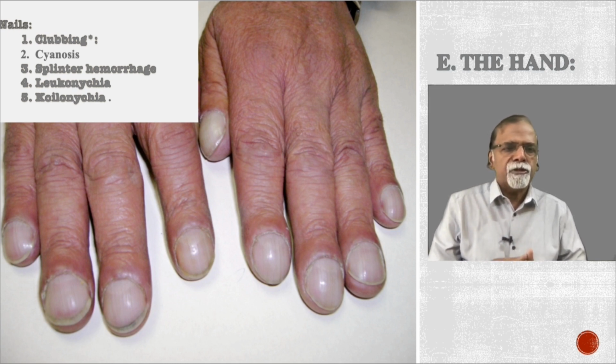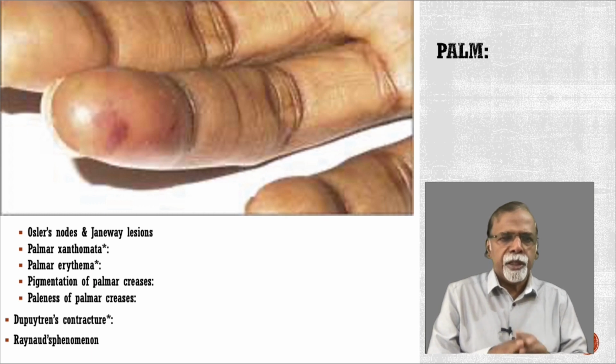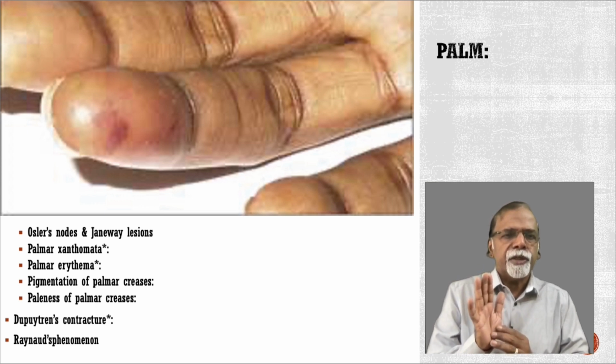The major things that should be looked for in the hands are clubbing, splinter hemorrhages, leukonychia and koilonychia. So these are the important things you should look for, and this will again be discussed in detail. Then once you examine the dorsum of the hand, see the palmar aspect. In the palm, the most important thing you should look for is the palmar erythema, that is in liver disease.